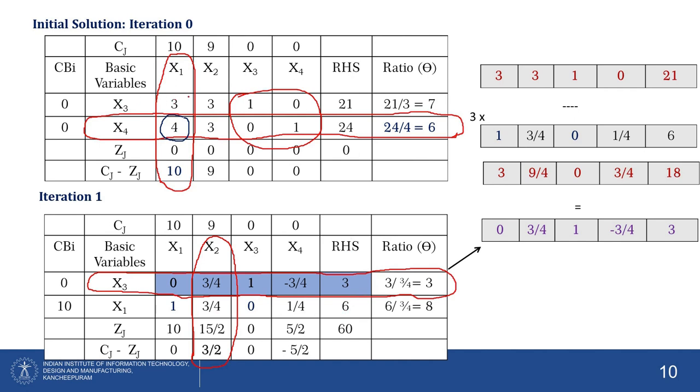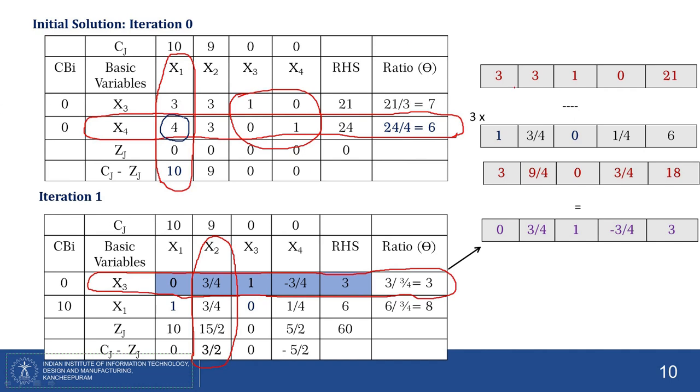And here, in iteration 0, we have 3, 3, 1, 0 and 21. So this has to be 0. How to make it 0? Right? So here, if you write x1 here, it should be 0. So how to make it 0?